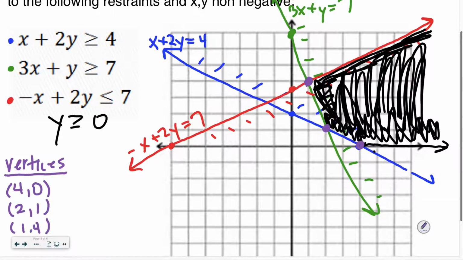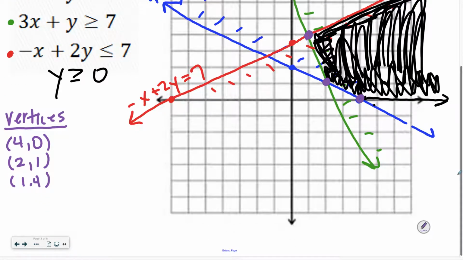We're okay there. Okay. Go ahead and take 1 minute and plug those into the objective quantity. Z equals 4x plus 2y. I'll do my work, you do your work.